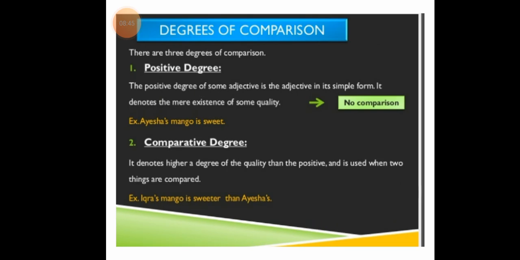Now degrees of comparison. There are three degrees: positive degree, comparative degree, and superlative degree. The positive degree is the single form of the adjective. Aisha's mango is sweet. If we compare two things, we have to use the comparative degree and the word than. Ikra's mango is sweeter than Aisha's.